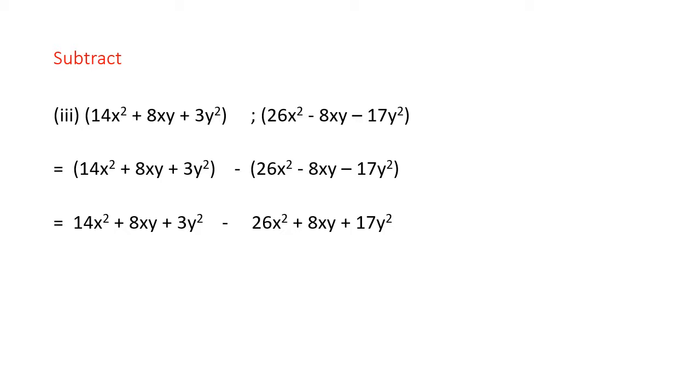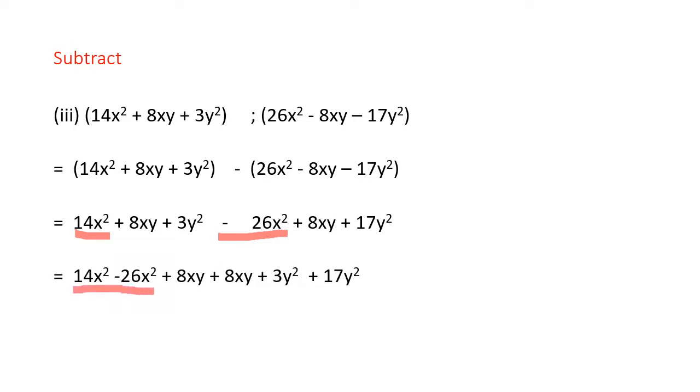And then we are going to write down the like terms. So like terms here are 14x square with minus 26x square. Like terms we have to search and write together. So I have written 14 minus 26 together. Then minus 8xy and plus 8xy, which I have written here. And finally 3y square and plus 17y square, which I have written here.